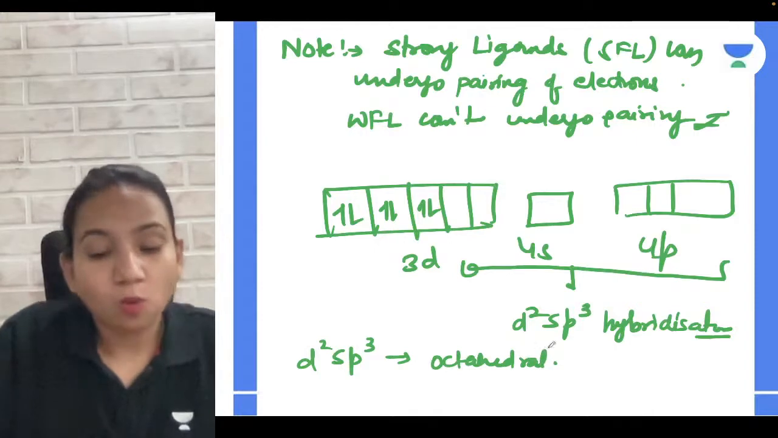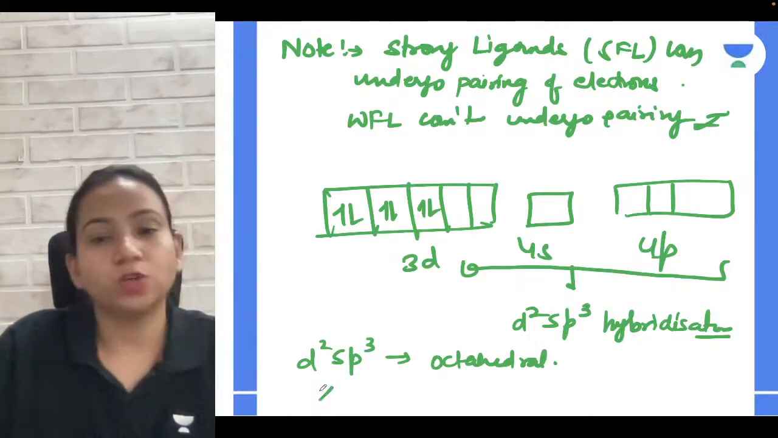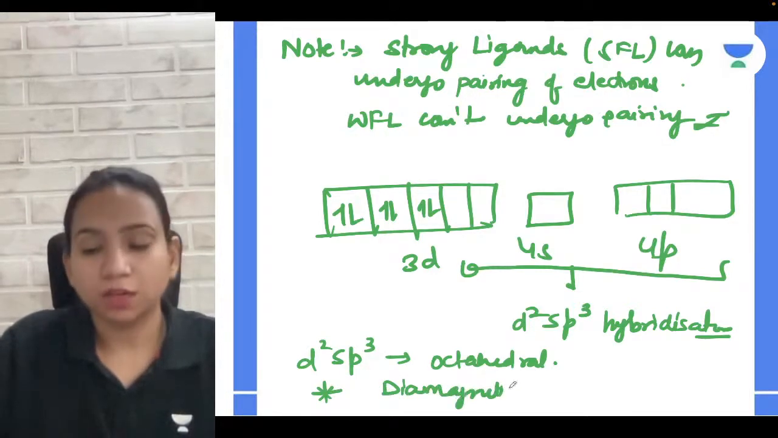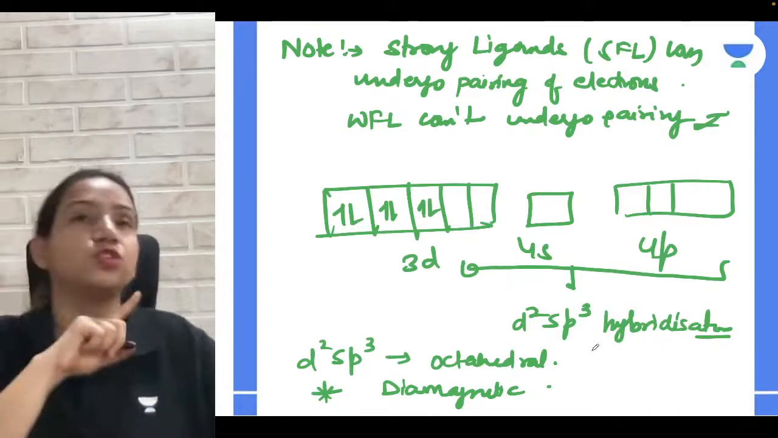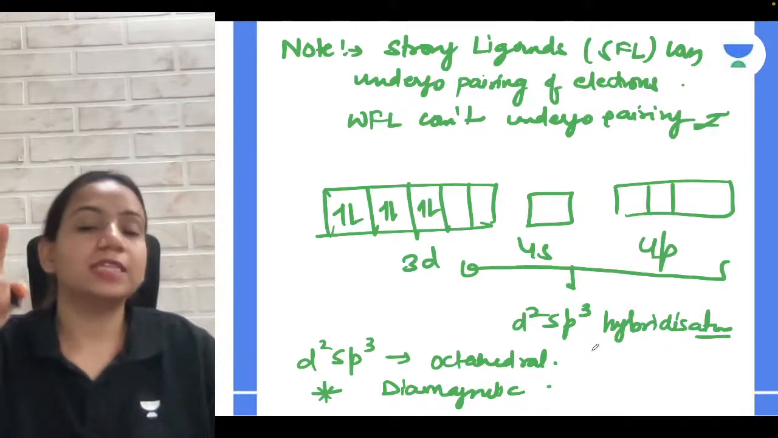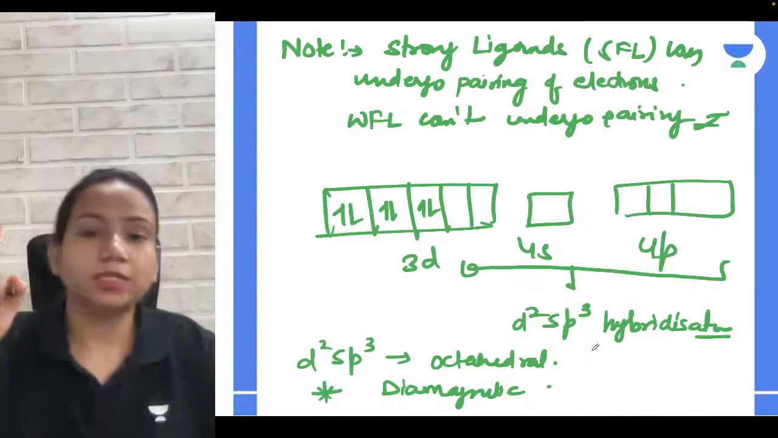Very good. Now one more thing you can relate: it does not have any unpaired electrons. So what will be its magnetic character? It is going to be diamagnetic. If you see any unpaired electron in the configuration, you consider it paramagnetic. If there is no unpaired electron, you consider it diamagnetic. I hope everyone is clear.